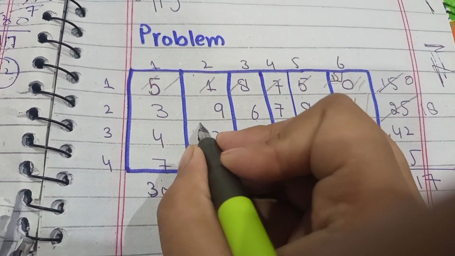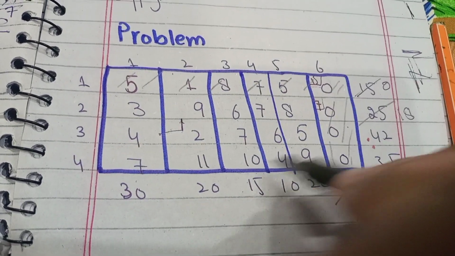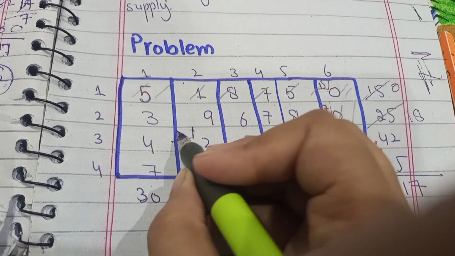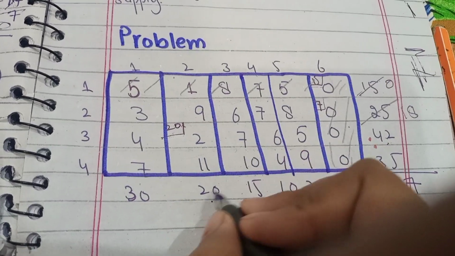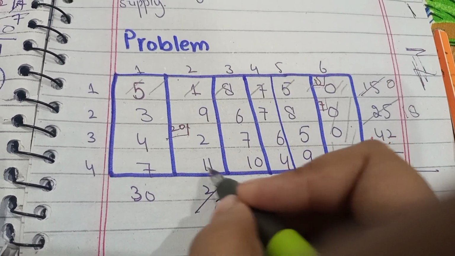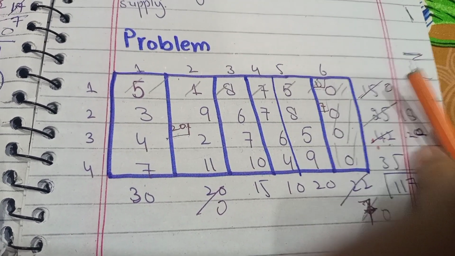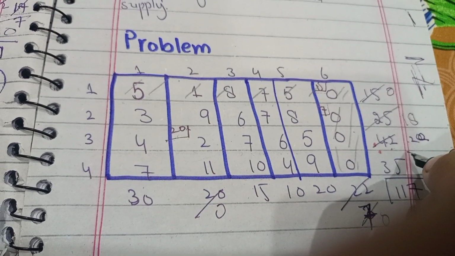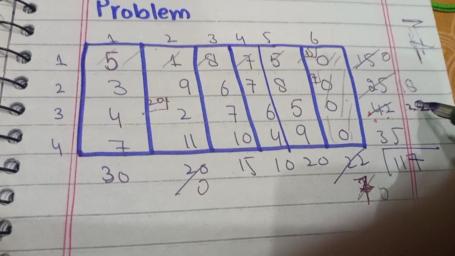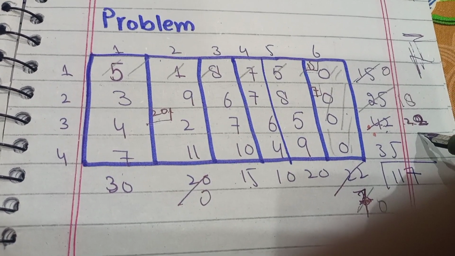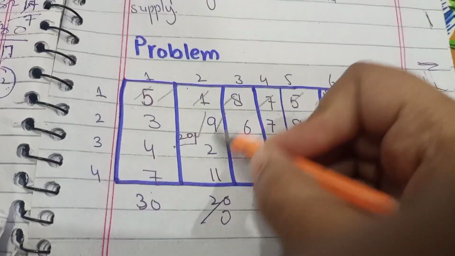So with respect to 2, we have to change the values of demand and supply. Supply is 42 and demand is 20. We will allocate 20 here because 20 is least with respect to 42. 20 will become 0 and here will remain 22 because 42 minus 20 equals 22. So this column will be cancelled out because the demand is 0.